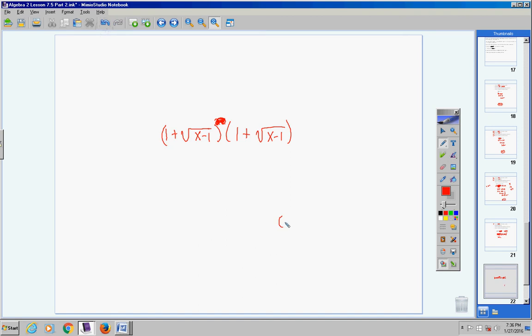Now, remember if you were doing something like x plus 5 times x minus 6, you would take this x and multiply it through, then take your positive 5 and multiply it through, right? Exact same thing. Let's take your 1 and multiply it through. 1 times 1 is 1. 1 times anything is itself, so 1 times this radical is just the radical. Got it? Now, let's take this radical and multiply through this entire radical right here, okay? So the square root of x minus 1 times 1, well, anything times 1 is just itself. Okay, and then take this times this.